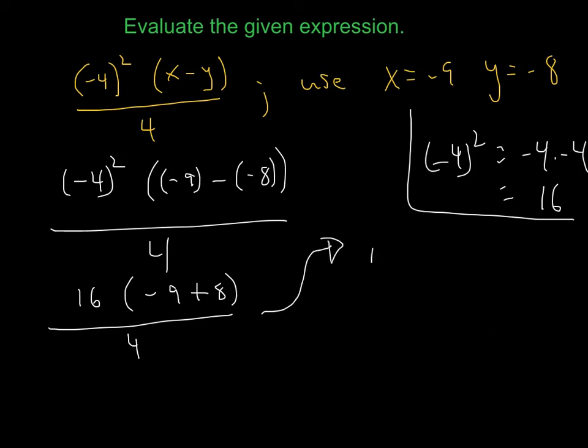That's going to be 16, and a negative 9 plus 8 is going to be a negative 1, all over 4, which is negative 16 divided by 4, and a negative divided by a positive is a negative, and 16 divided by 4 is 4. So that's my final answer.